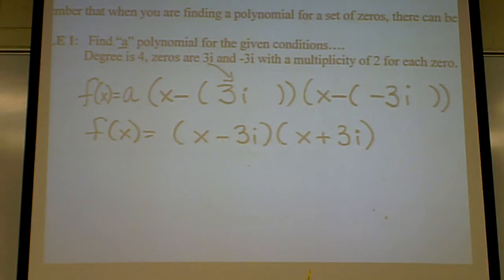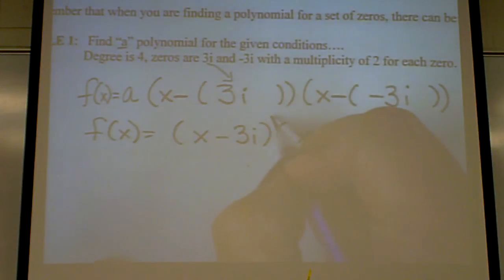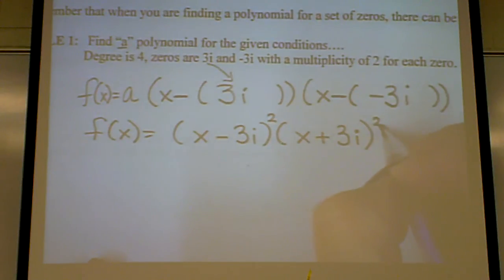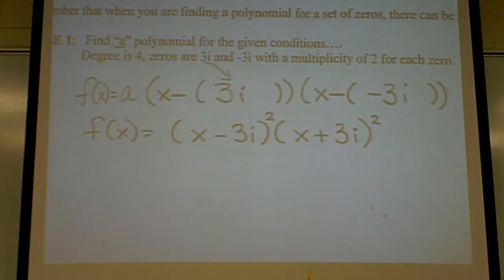What's wrong with this problem? What degree did I say it had to be? 4. Do I have 4th degree right now? What do I have? I have 2. So how can I make this a 4th degree? I can square both of these, right? Now the problem is they don't want you to leave your answer like this. I want the polynomial in standard form.